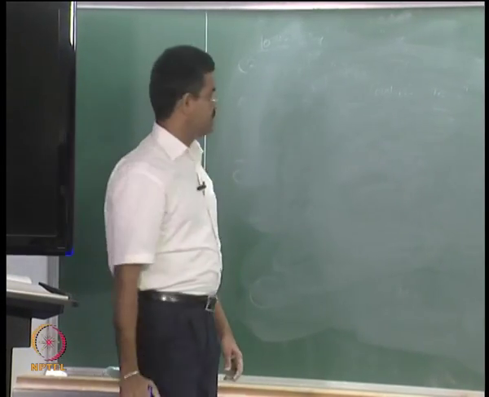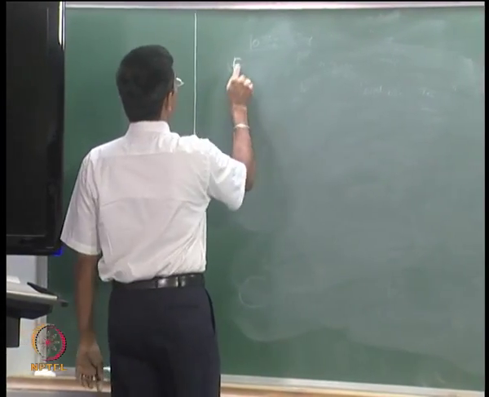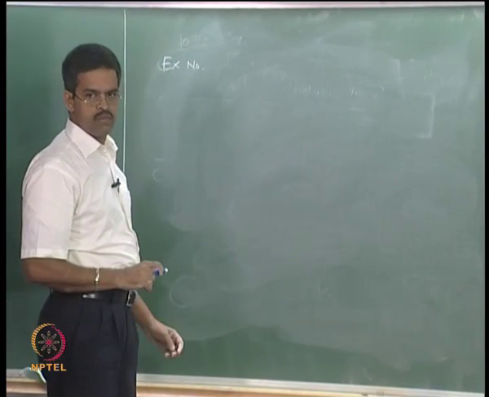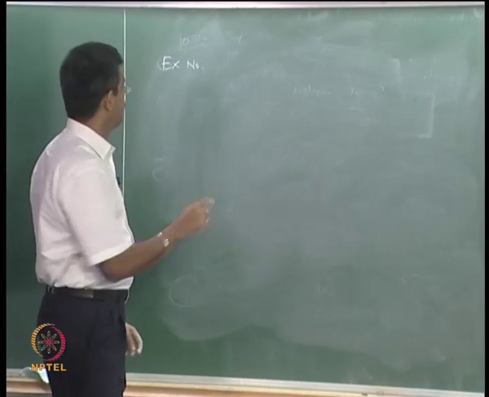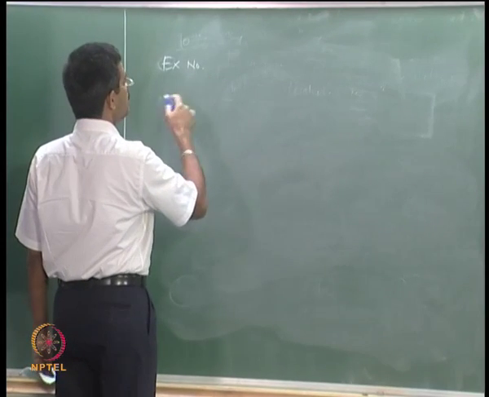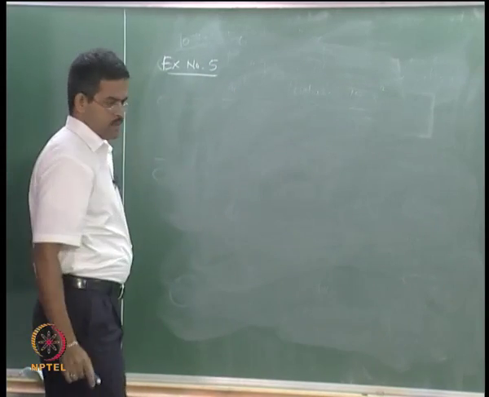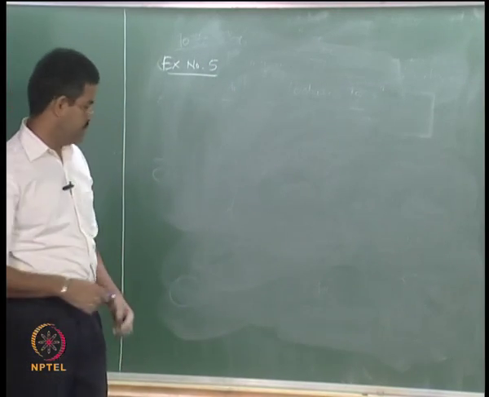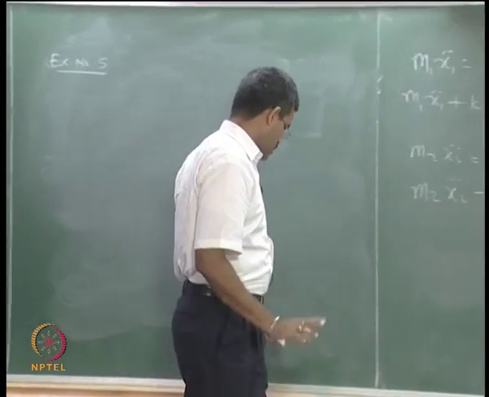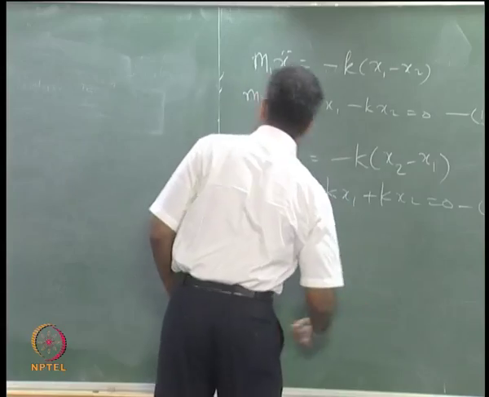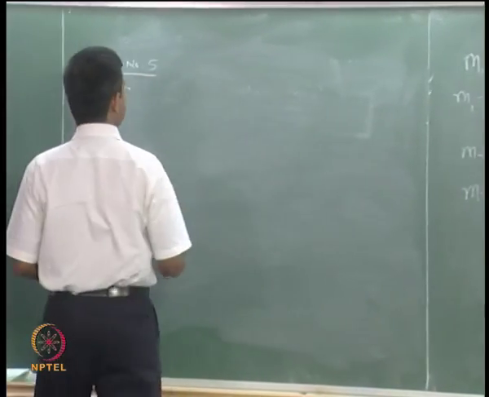Take up a problem like this. Example number, is it 5 or 6? Okay, see that will never settle. Okay, this is a democratic country, I think we should take a vote.